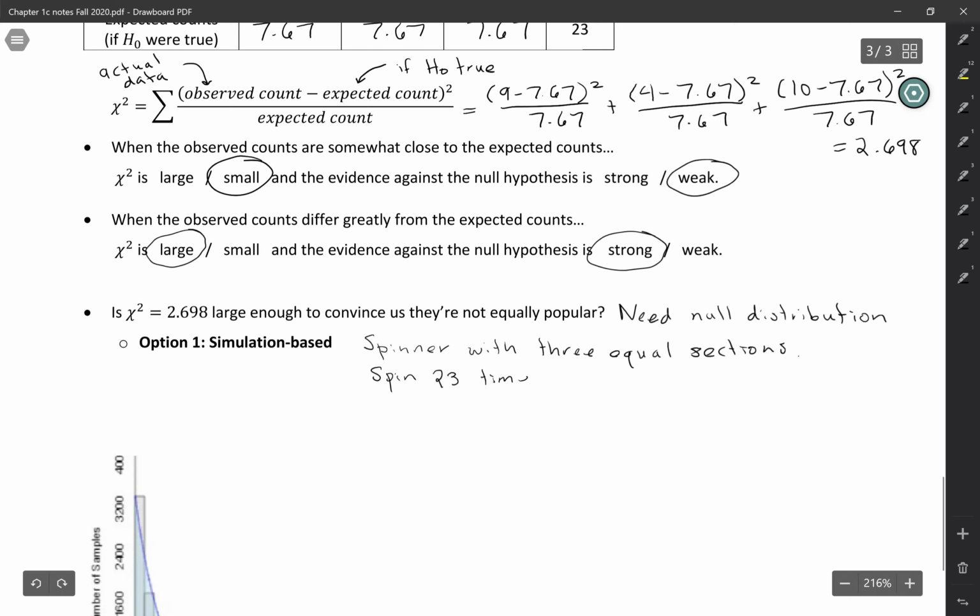These are the 23 people that participated in the taste test. Each time we do that, we're going to calculate the chi-squared statistic. We want to be consistent with the chi-squared statistic we used to summarize the original sample. And then, of course, we'll repeat that many times.